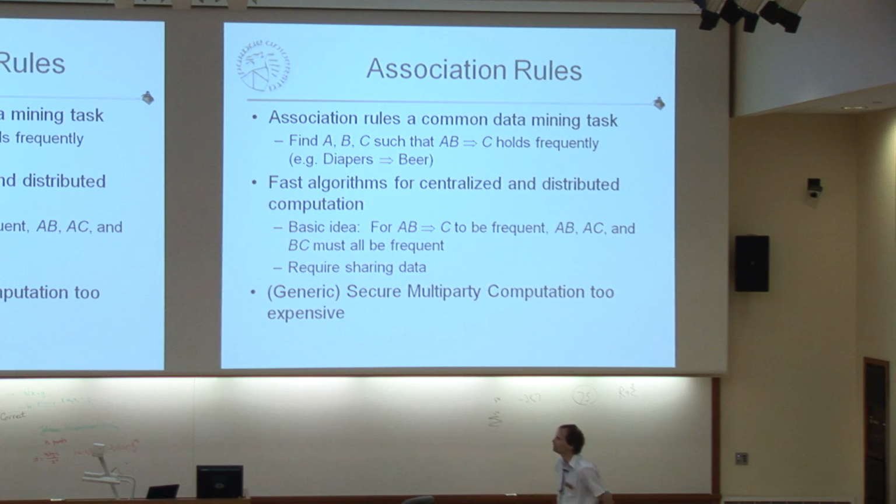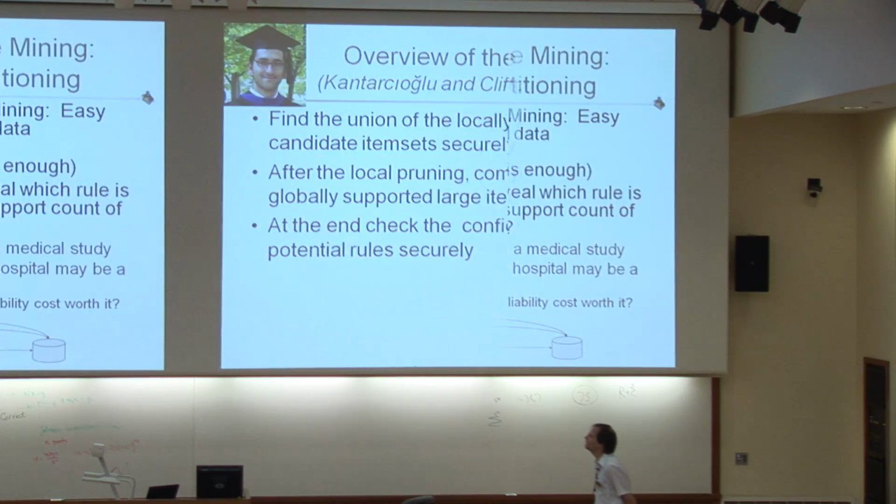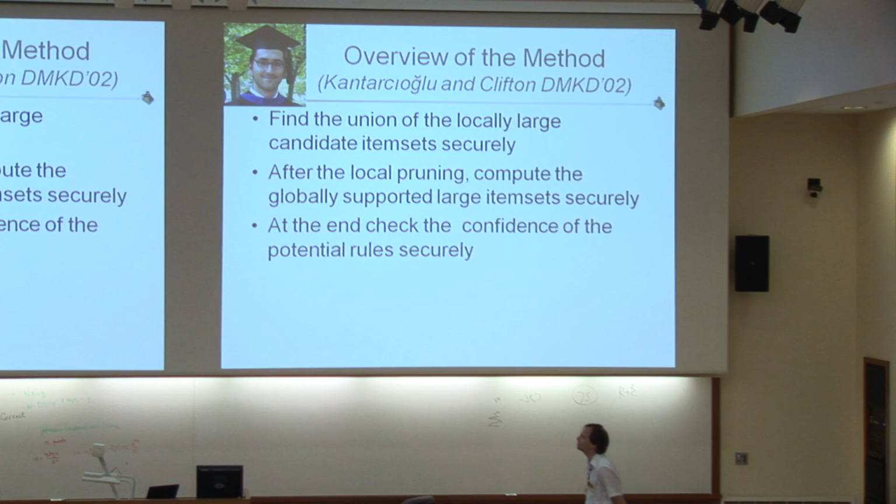There are fast algorithms for doing this. The basic idea is that for A and B implies C to be frequent, in enough people that it's worth running a marketing campaign based on it, each of the subsets has to be frequent. So I find the subsets that are frequent first, and then I use this to build the larger sets that are frequent. Well, what we showed is that we can also do this without actually having to reveal the data. And this is a cryptographic protocol using a technique known as commutative encryption.